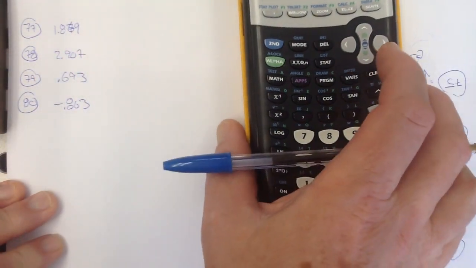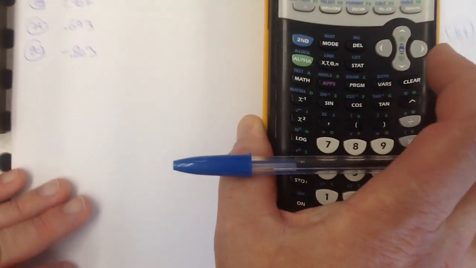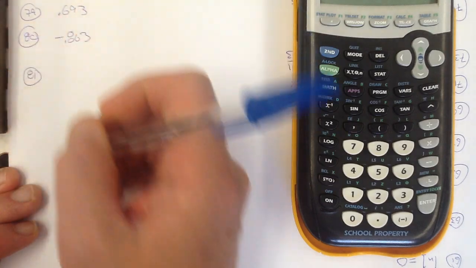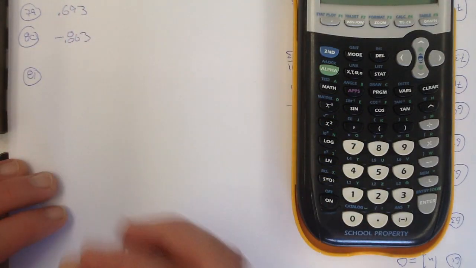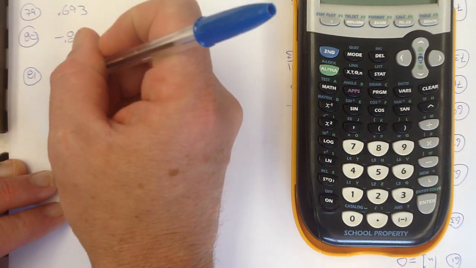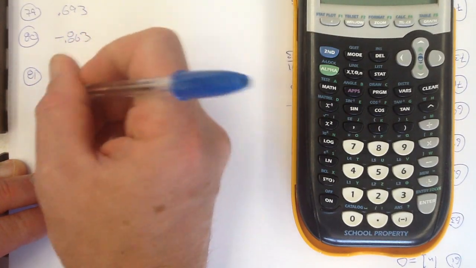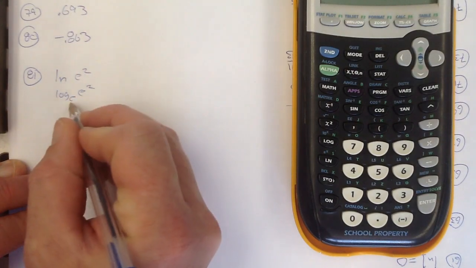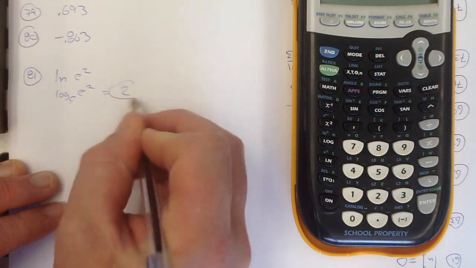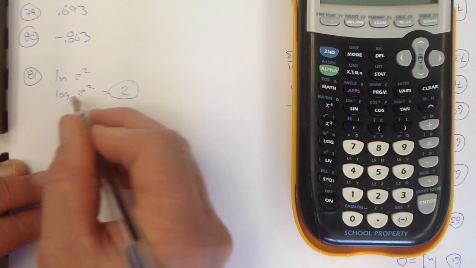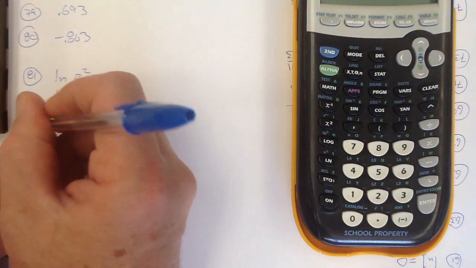And then the last 4 problems, I'm going to do 81 through 87, just using some properties like we did in earlier problems, but here with natural log. So remember that this means log base e of e squared. What do you have to raise e to get e squared? 2. Right? What do you have to raise e to get e squared? 2.